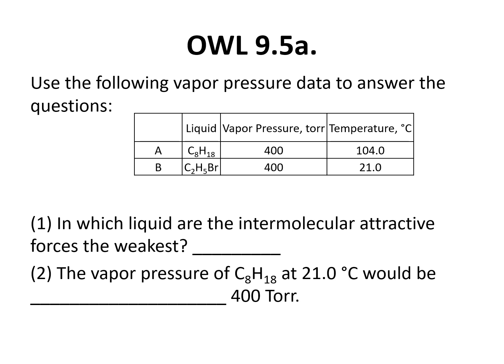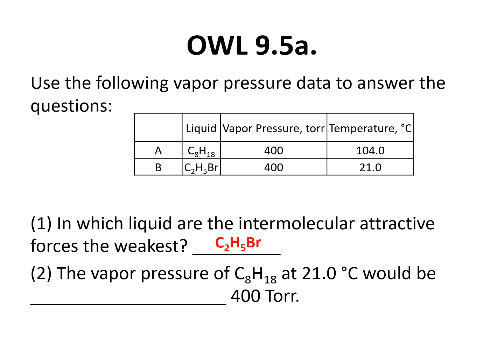ALO 9.5, use the following vapor pressure data to answer these questions. In which liquid are the intermolecular attractive forces the weakest? So for vapor pressure, weaker intermolecular attractive forces leads to higher vapor pressure. So which of these two has higher vapor pressure? Well, we have same vapor pressure but different temperatures. And so the one with the lower temperature to achieve the same vapor pressure would have the weaker intermolecular attractive forces. That would be the second one, the C2H5Br.